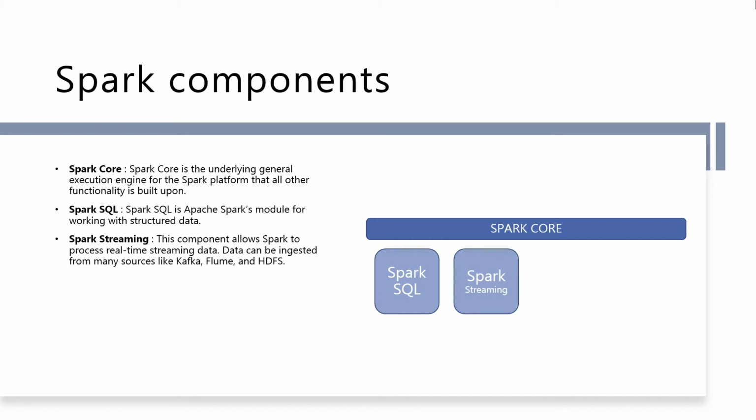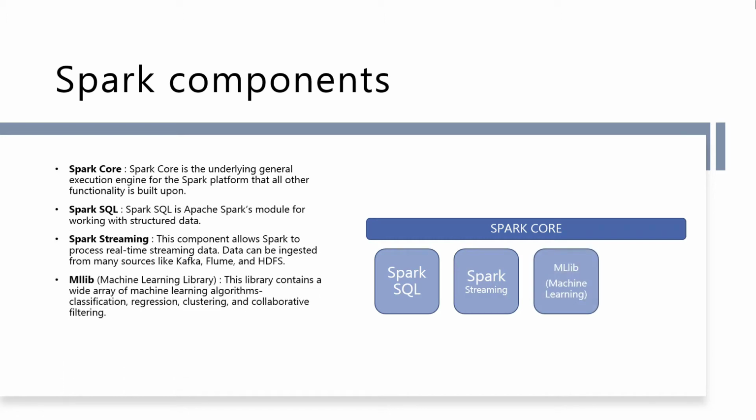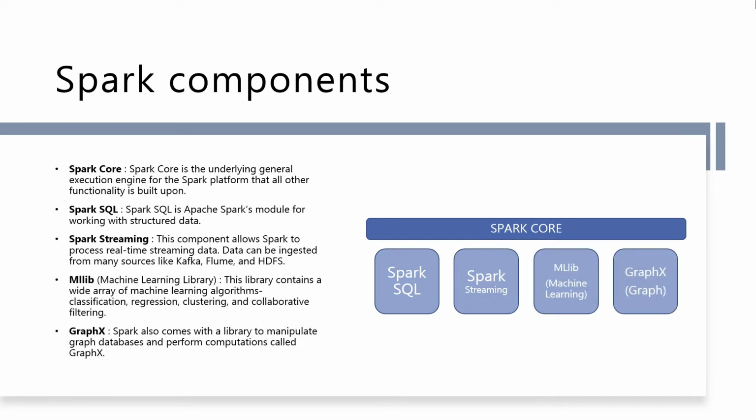This is the original Spark components. In this case, we are using Spark SQL and Spark Streaming to do the processing cluster. Spark SQL is Apache Spark's module for working with structured data. Spark Streaming allows Spark to process real-time streaming data. Data can be ingested from many sources like Kafka, Flume, and HDFS.